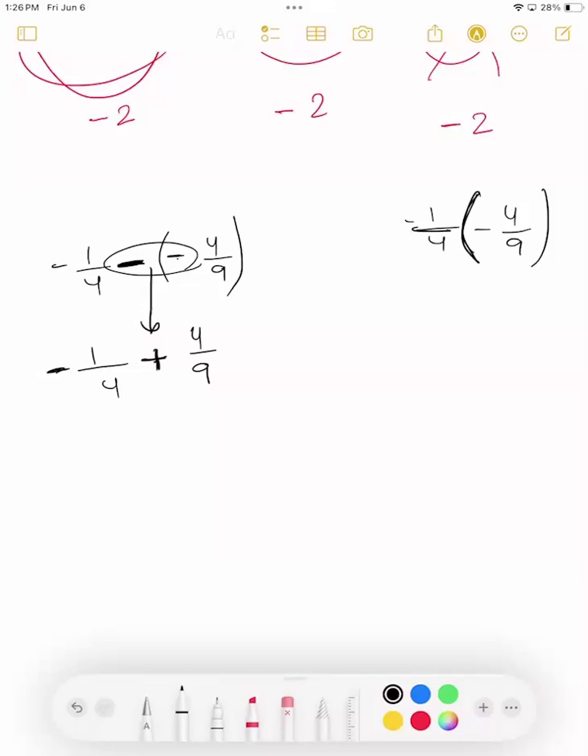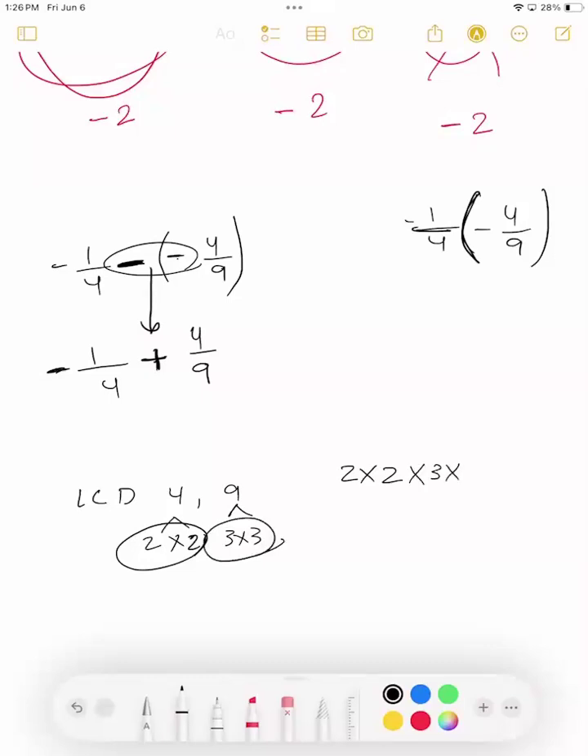So first, let me find a common denominator. I have a 4 and a 9. 4 is 2 and 2. 9 is 3 and 3. So for my common denominator, I write the first factors, then I write the rest. Do I have any 3s here? No. I need 2 3s. I have 2 3s. I have 2 2s. 4 times 9 is 36. So I want this denominator to become 36 and this denominator to become 36. How do I turn that to a 36? I multiply it by 9 and I multiply that by 9.